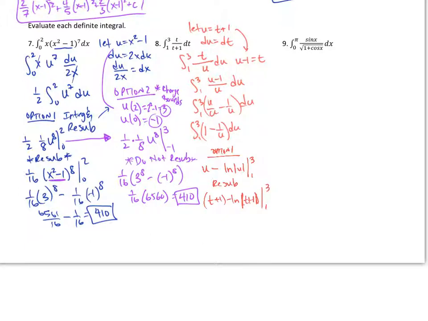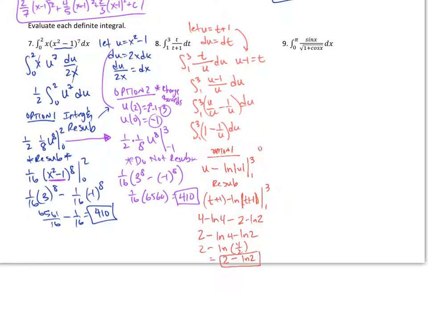So this ends up being, when I plug this in, 4 minus ln 4, minus 2 minus ln 2. So this cleans up into being 2 minus ln 4 minus ln 2, and we can take this a little bit further and say this is ln of 4 over 2, so the final answer is 2 minus ln 2.